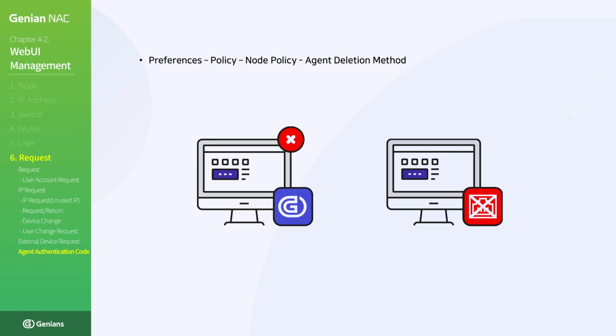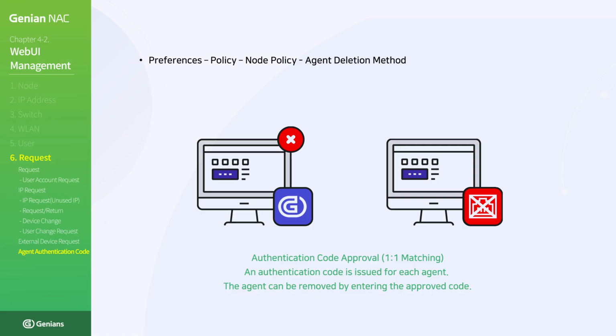The Agent Authentication Code feature is used to delete the NAC agent from user endpoints or restore blocked network devices. There are 3 ways to configure NAC agent removal from user endpoints: Authentication Code Approval, one-to-one matching. An authentication code is issued for each agent. The agent can be removed by entering the approved code.